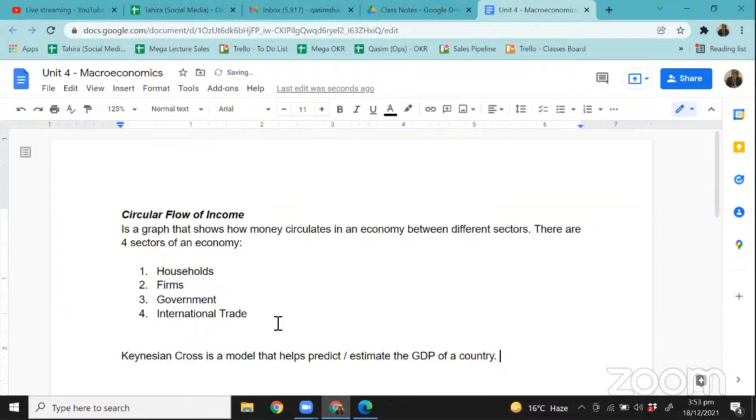Country. Now, this being said, we are moving towards that. Okay, we can stop here for today.